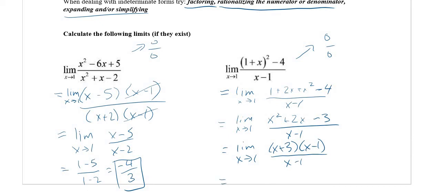So now we have x minus 1 up top, x minus 1 on the bottom. We can cancel those, and it just becomes the limit as x approaches 1 of x plus 3, which is just equal to, x is 1, so 1 plus 3 is 4.